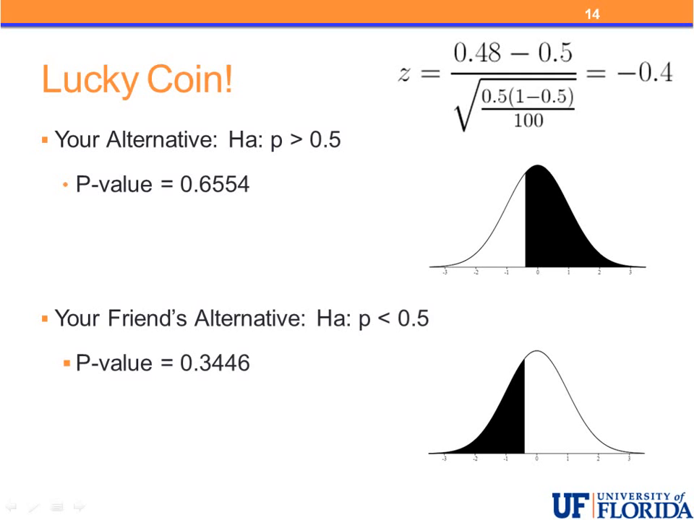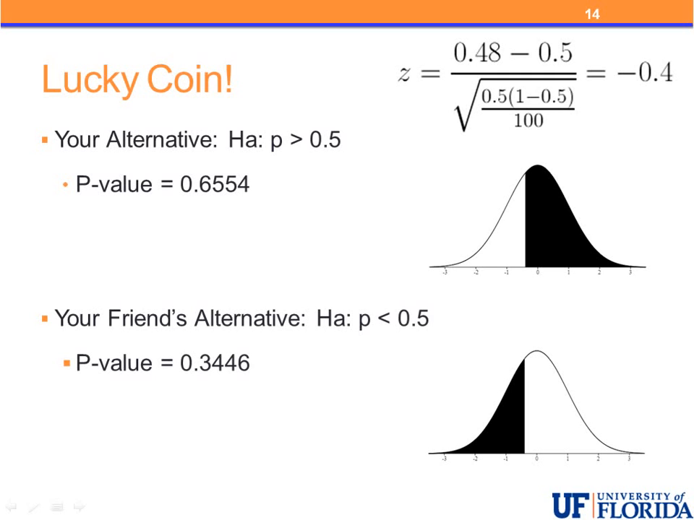We didn't need to know the p-value to know this was the case for your test, but for your friend's we needed to know how rare this value was in order to determine if there was evidence to support the claim that p is less than 0.5. If you and your friend had decided prior to collecting your data to simply test the two-sided alternative, the p-value for this test would have been 2 times 0.3446. It could be that the coin is really fair, but then again, maybe not.